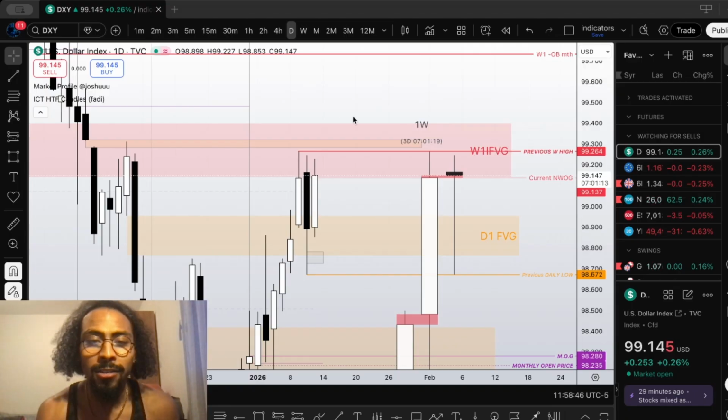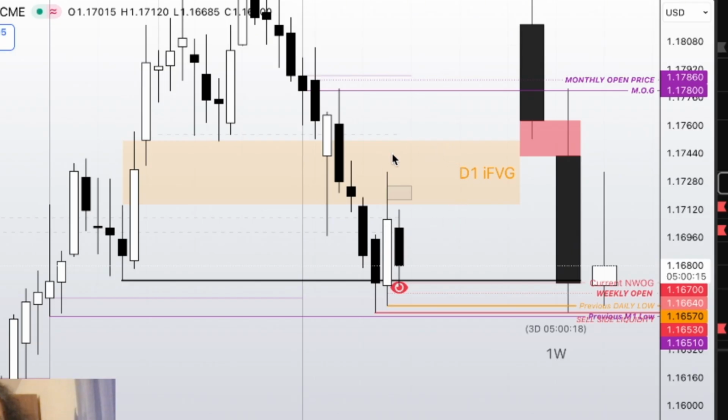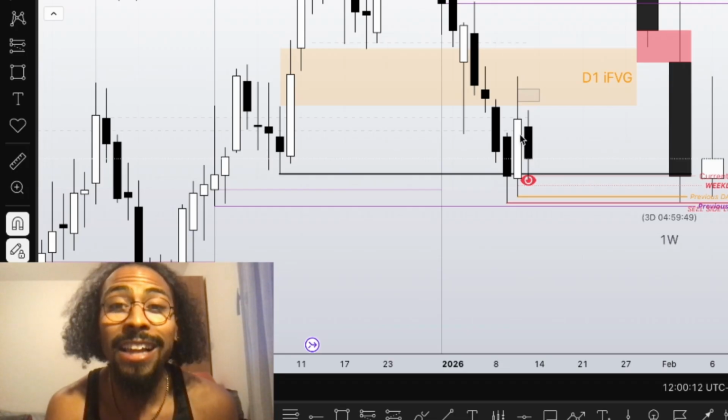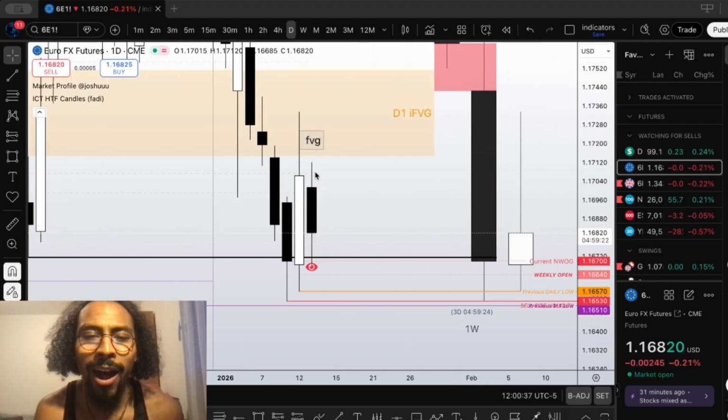I'm bullish dollar to these relative equal highs and previous weekly high. Since I am bullish dollar, I want to sell Euro USD. On Euro USD daily chart, we rejected off of the daily inversion FVG. So on this daily candle, I was anticipating it to be bearish: open, high, go lower, and then close.